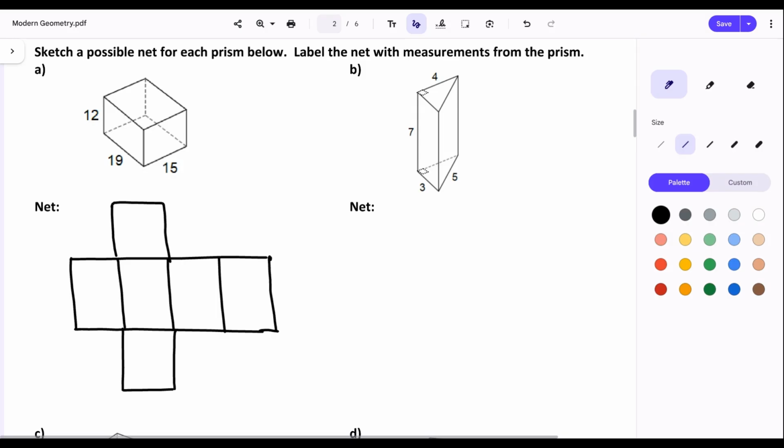When you're drawing your nets, I'm not going to be super picky about you drawing it perfectly to scale, so that everything looks like this one is bigger or smaller than that one. You just need to get the overall shape and be able to label it appropriately.